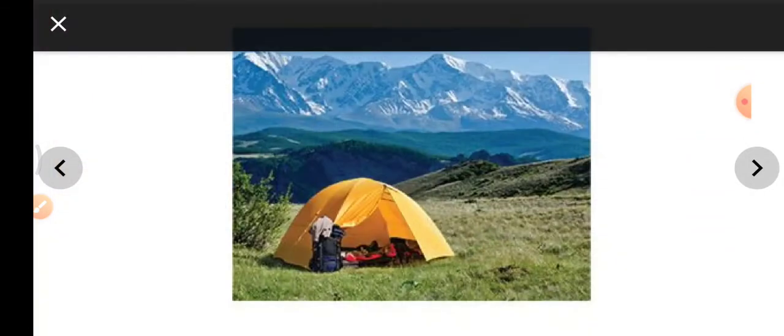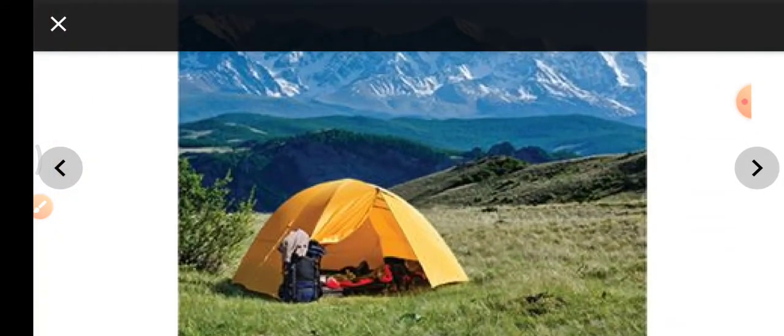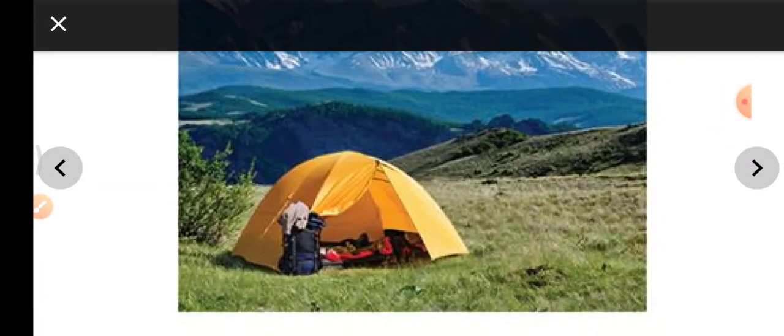In the second picture here, we can see a tent. A tent is built by using the material cloth, right? So this is a temporary house. It is usually built to stay 2 or 3 days in a place, then they fold it and carry it. It is light to carry, easy to carry, right?